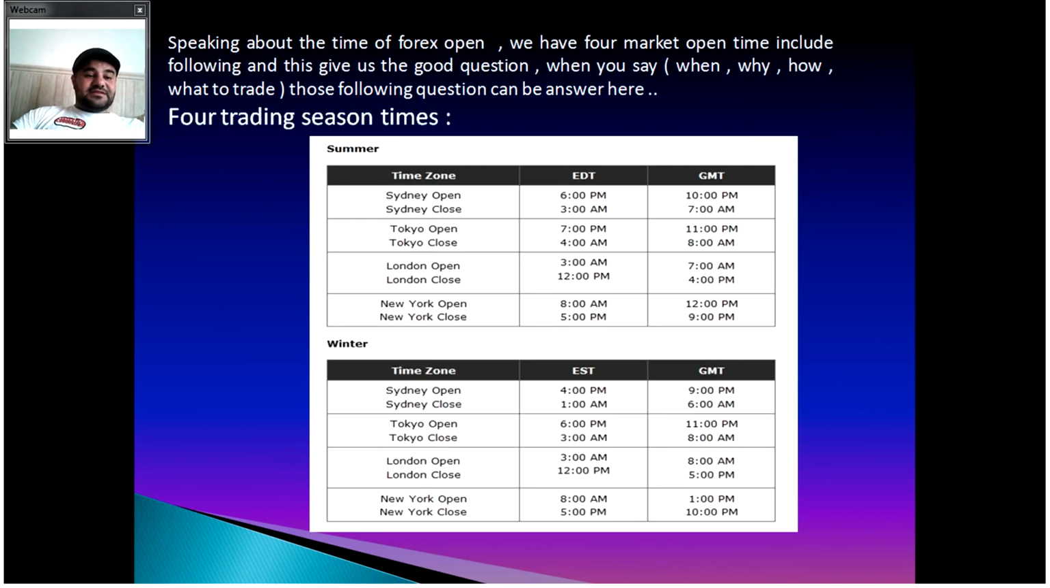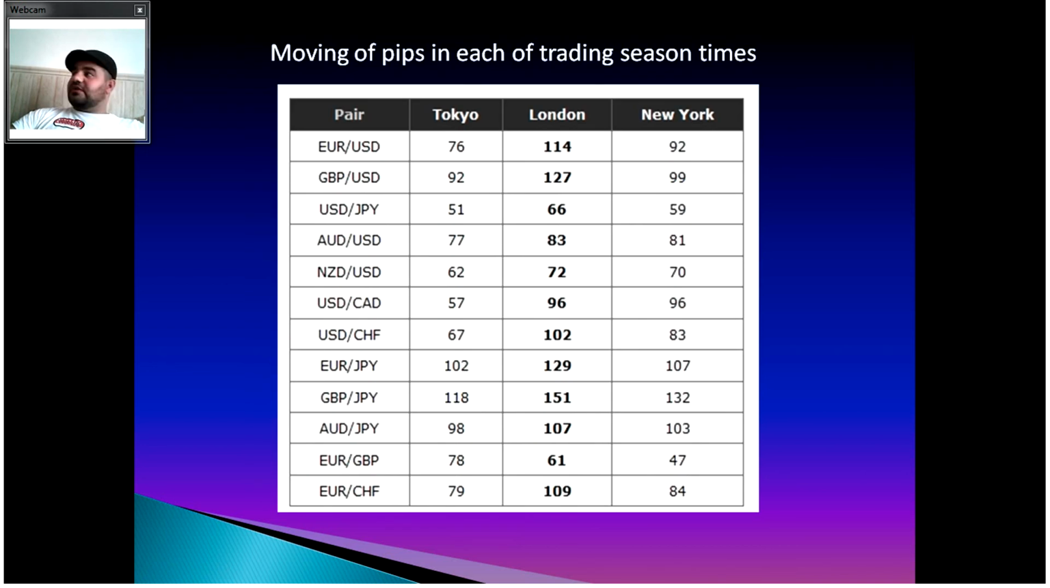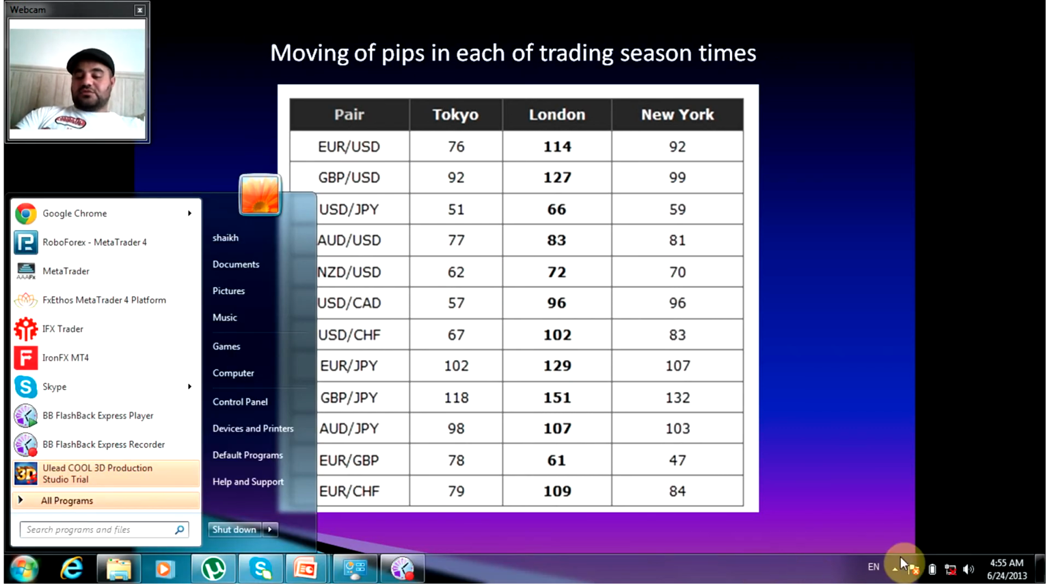Now, speaking about the opening hours of the market, we have four market sessions, as you see. We have Australia, China, also London or the UK, and also New York. In each market you have specific pairs to be traded. For example, in London and New York, you can trade EUR/USD. And the period changes from summer to winter. So in each market session, you can trade a specific pair.